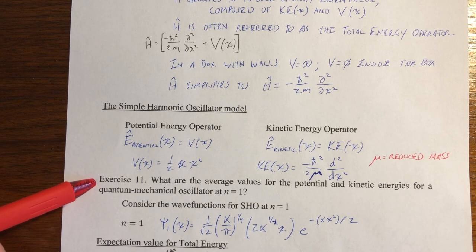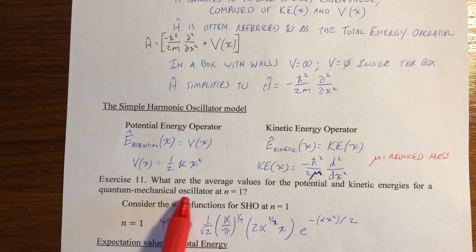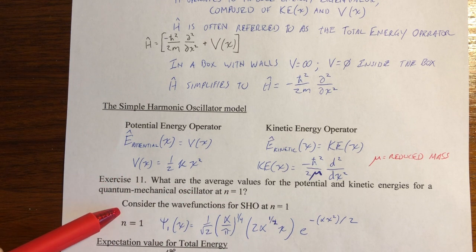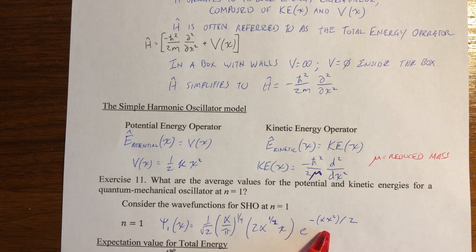So, what are the average values for potential and kinetic energies for a quantum mechanical oscillator, which is what we call the simple harmonic oscillator, at n equals 1? In order to do this, we need to consider the wave function for the simple harmonic oscillator at n equals 1. And that is given by this equation here, which is equal to 1 over root 2 times alpha over pi raised to the 1/4 times the quantity 2 alpha raised to the 1/2 times x times e raised to the quantity negative alpha x squared divided by 2.